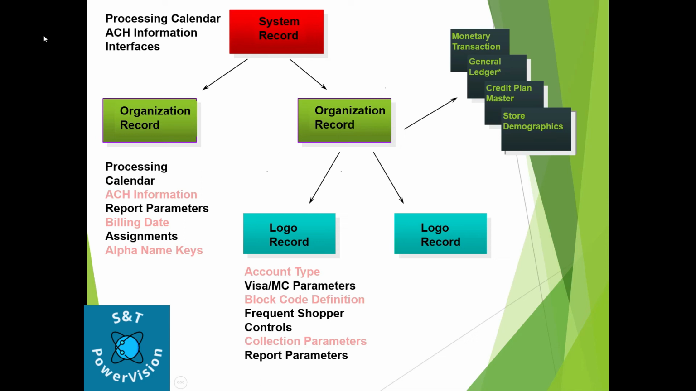Now, in the last page of this PPT, we will see the system record contains the processing calendar, SS information, interfaces. This is the org record. It contains processing calendar, SS information, report parameter, billing date assignment, and alpha name key, as well as the logo record. We can say account type, Visa, MC parameter, block code definitions, frequent shopper, etc.